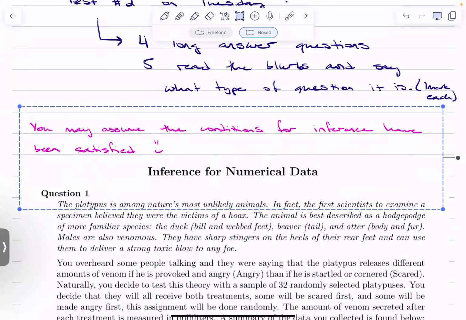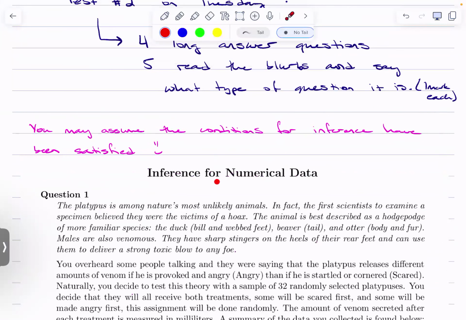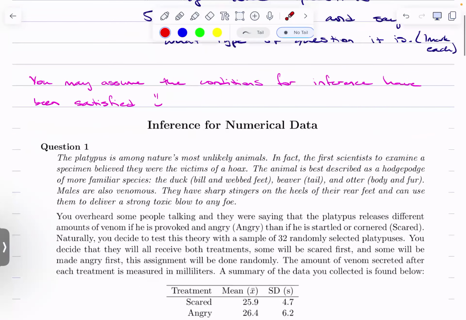I'll move this up then. So I posted inference for numerical data practice or something like that on Moodle. And so these are the questions that we're going to work through. I will say that you may assume the conditions for inference have been satisfied for all of these, because otherwise we're just going to waste our time checking the conditions. Yeah? So, good.